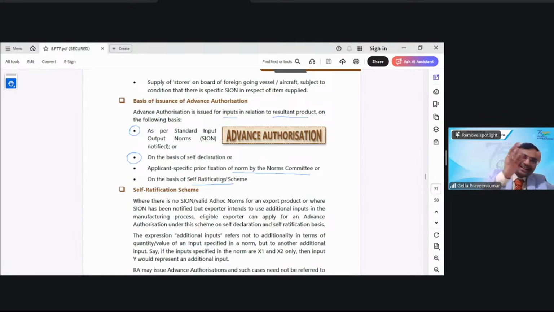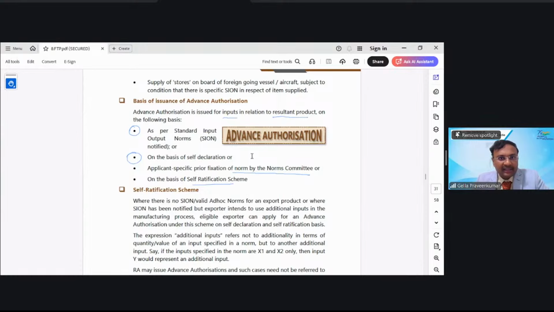Or there's a standard input output norm. Like the example of the tire manufacturer I was mentioning. If I have ingredients A, B, C, I mix together in a particular composition and these goods get exported. So if you add 100 kgs of input, standard expected output is 85 or 88 or 90. Now, this is your SION. Or there is a norms committee where I go and explain, this is my industry, these are the specific parameters, give me an approval for this particular thing. Then advance authorization will be permitted.